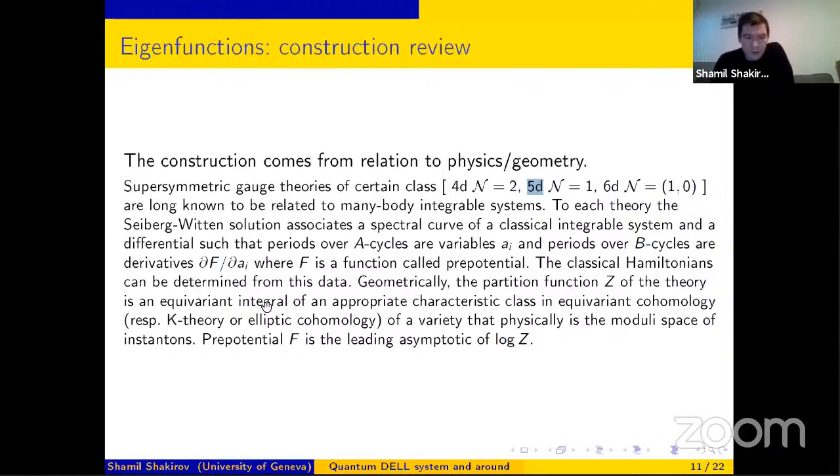And actually, I'm overstepping myself again because this is already a 5D case, and so it would be equivariant cohomology in 4 dimensions. It has to be K-theory in 5 dimensions and elliptic cohomology in 6 dimensions, such is the dictionary between physics and geometry.